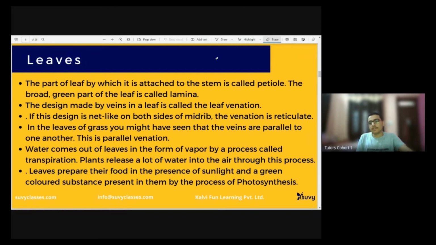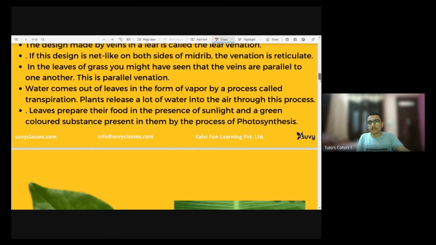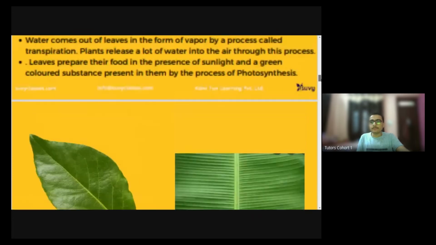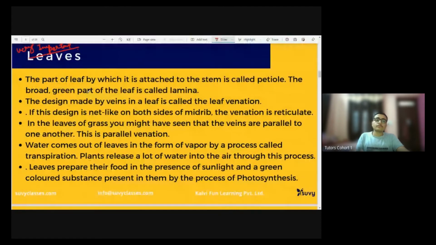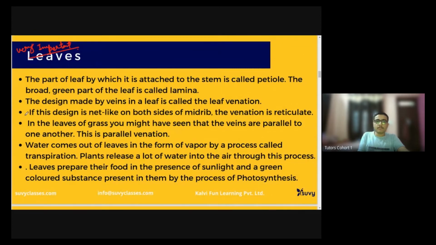Next, now leaves. Now listen carefully. This part is very important. I will write it here, very important. Now leaves, you all have seen leaves. These are leaves, right? I'll go point by point. That's why I have made these pointers. It will give us a better clarity.